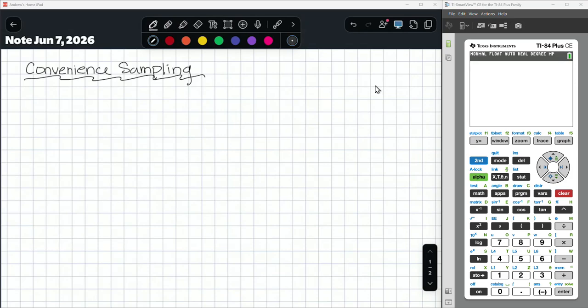Hi everyone. In this video we're going to be talking about our last sampling method. And this one is a little bit different in that, unlike our previous four, this method does not involve any randomness in the selection process. A convenience sample is what it sounds like. So in a convenience sample, the researcher selects members of the sample based on ease of access.